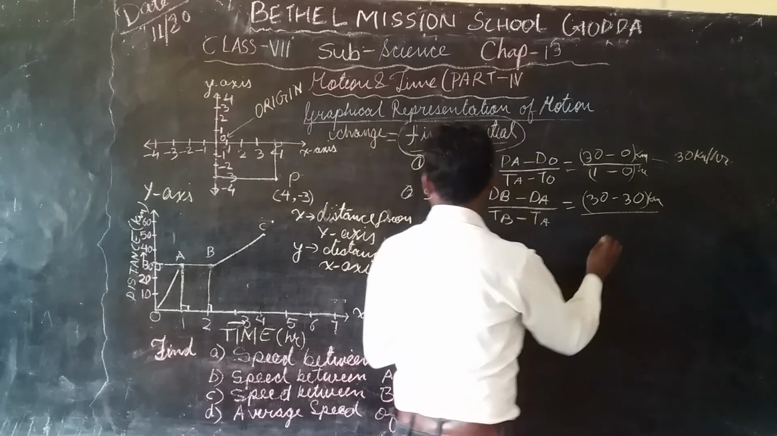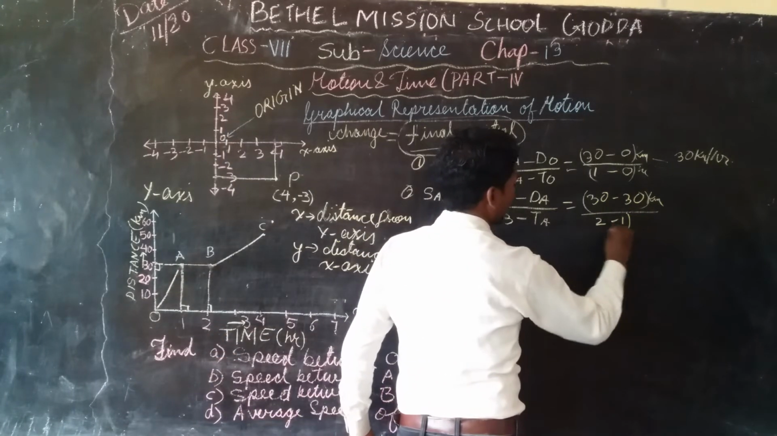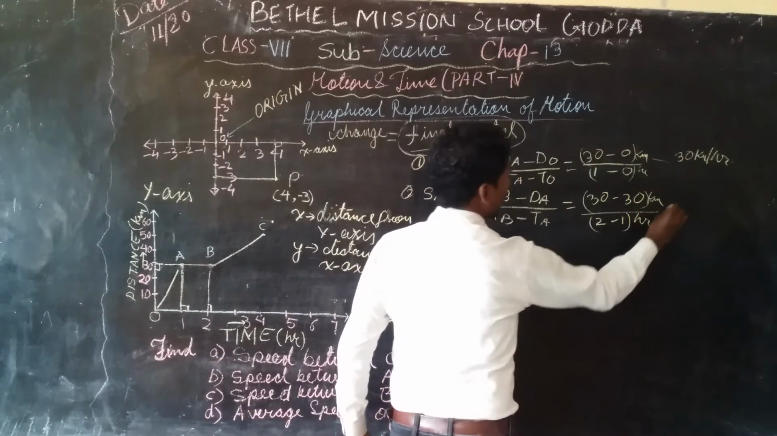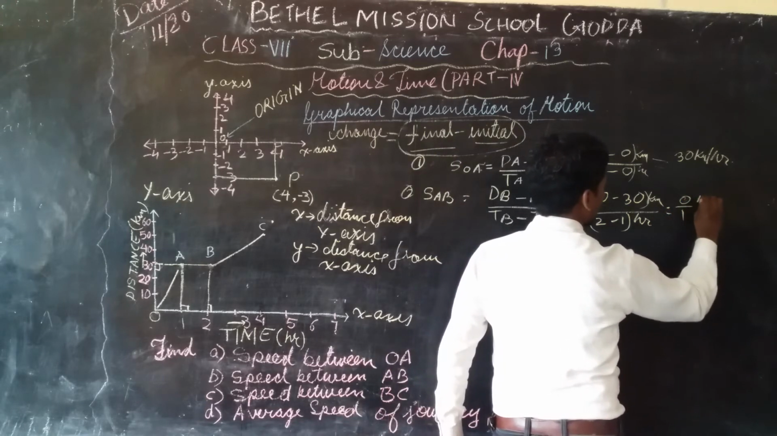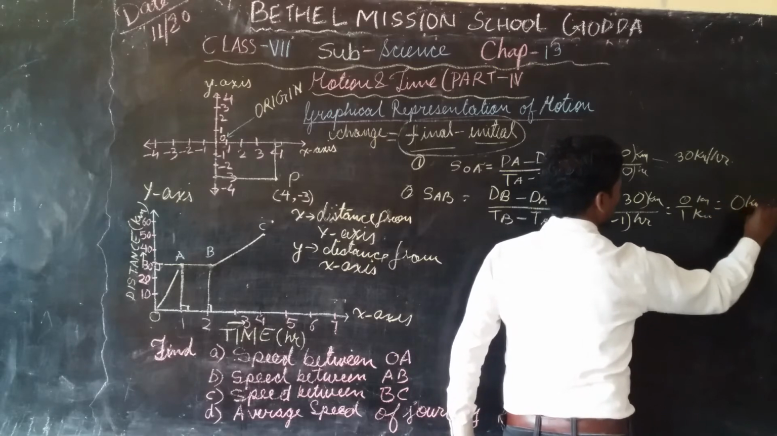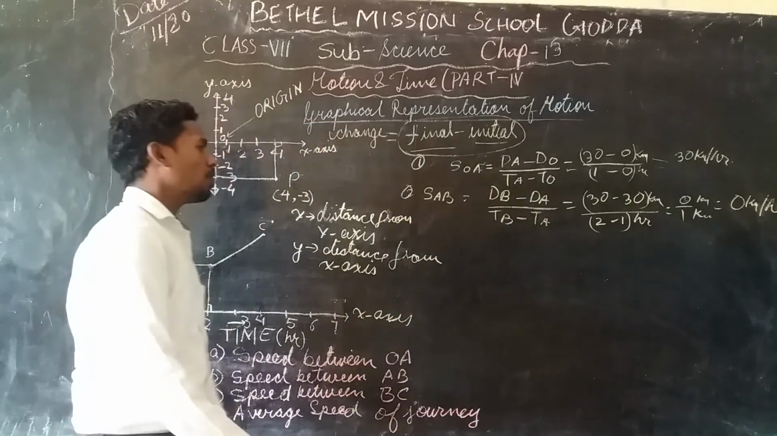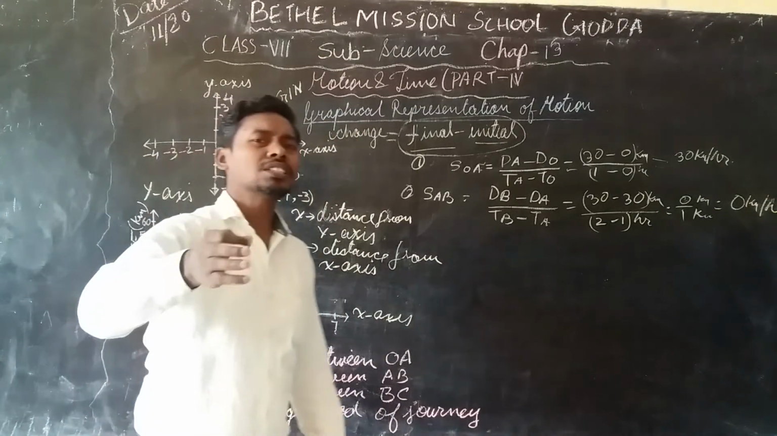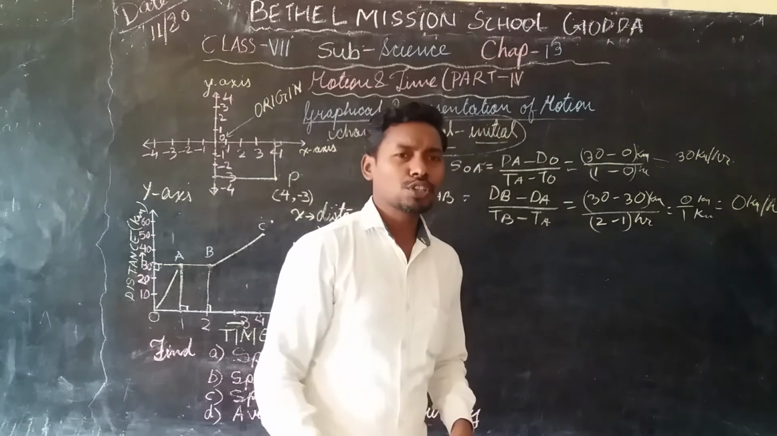kilometer by what is the time at B? Time at B is 2 minus 1 hour. So it will be how much? 0 by 1 kilometer per hour. So the speed is 0 kilometer per hour. 0 kilometer per hour means the body is at rest. It is not moving. So that is what I was talking about.